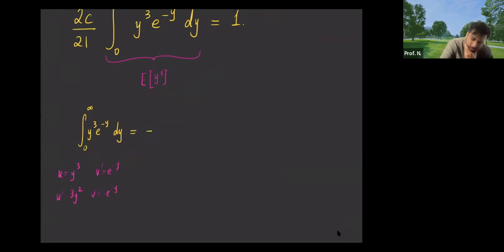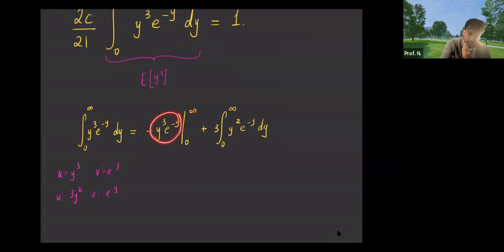So then we get negative y cubed e to the negative y evaluated from 0 to infinity, and this becomes minus, but then it becomes a plus afterwards, the integral from 0 to infinity of 3y squared e to the negative y dy. Now, when you make y approach infinity, this expression goes to 0 much more quickly than y cubed goes to infinity. So that whole expression goes to 0. And when you plug in 0, you also get 0. So this whole expression just disappears. This becomes 0.